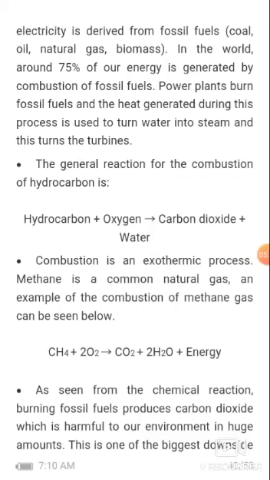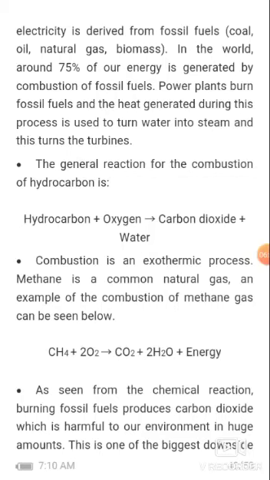These are present in decaying garbage, in smoke from cars, or even our farts. It contains methane gas. So, an example of combustion of methane gas can be seen below. Methane plus oxygen gas yields carbon dioxide and water plus energy.